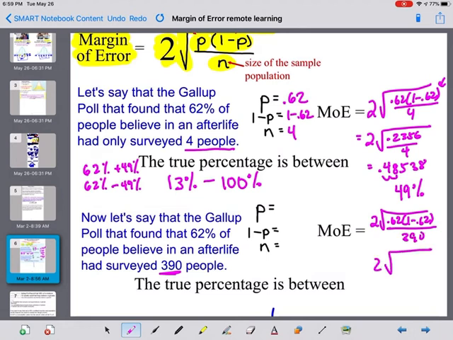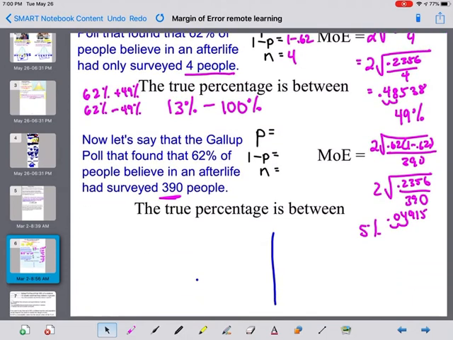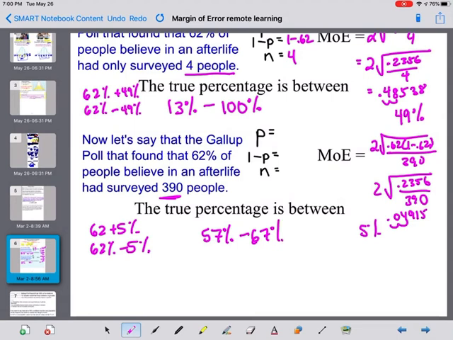So again, we simplify the top part first, 0.2356 over 390, and then we just type it straight in our calculator, and when we do that, we get 0.04915, convert that, and it's approximately 5%. That tells us that 62 plus 5% and 62 minus 5% is going to be between 57% to 67%.